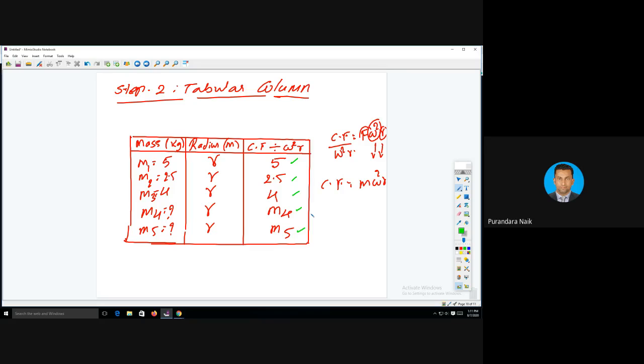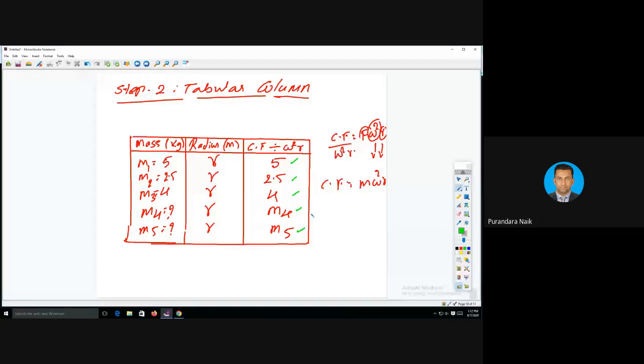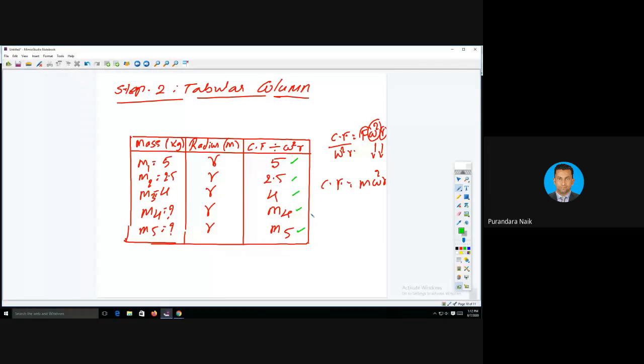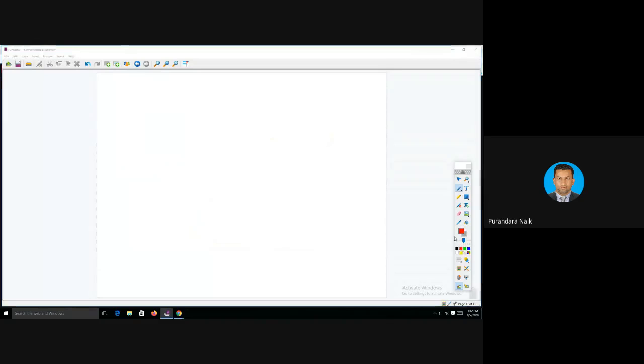But we know the angle of all 5 centrifugal forces. You know, for static balancing, summation of all the centrifugal forces must be equal to 0. So that's why we need to draw the force polygon. That is step 3. Step 3, force polygon.